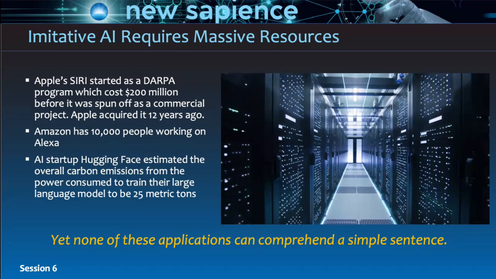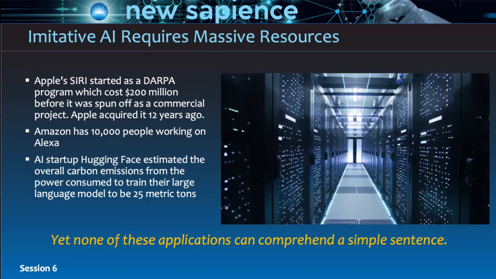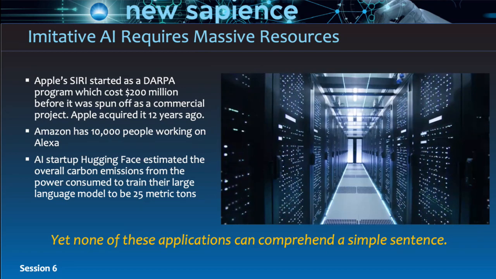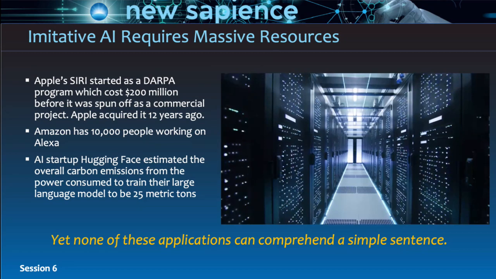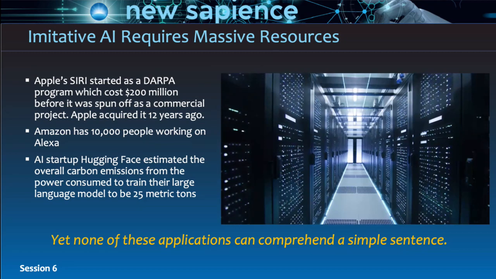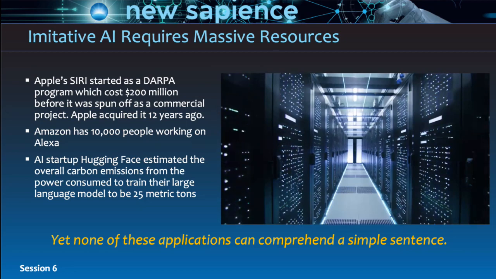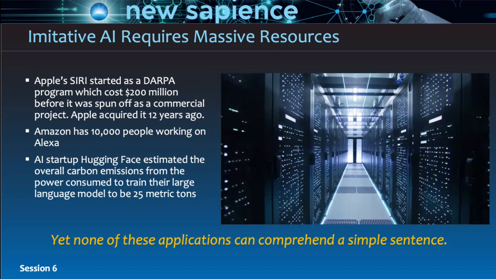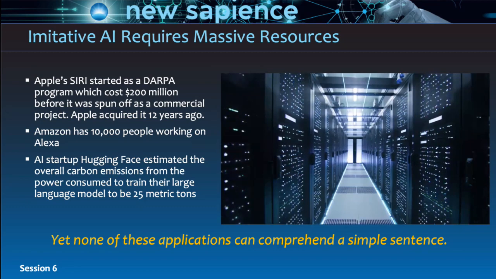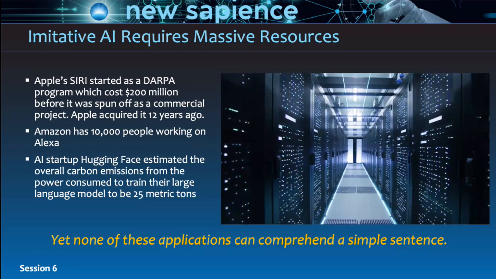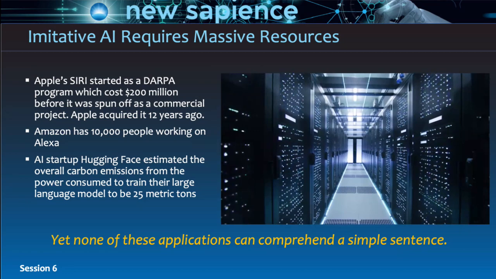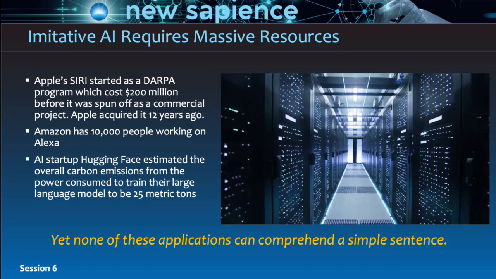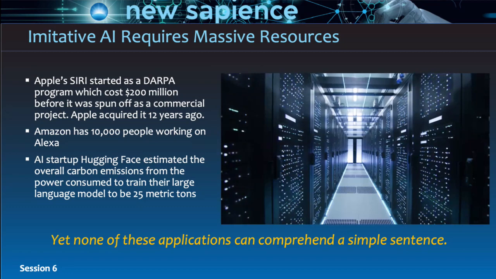Imitative AI, the first wave, symbolic AI, the second wave, connectionist AI, all require massive resources and massive amounts of computing power and development effort. Just to give you some current examples, Apple's Siri started as a DARPA program. It cost $200 million before it was spun off as a commercial project. Apple acquired it 12 years ago and has been putting millions of dollars into it ever since. And it still clearly doesn't understand a word that you say to it. It's basically just a text command program.